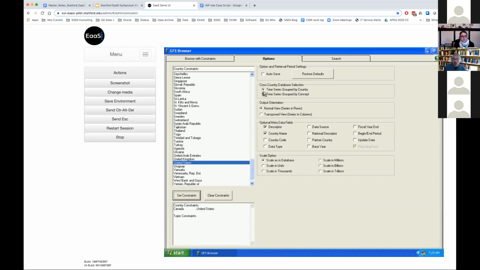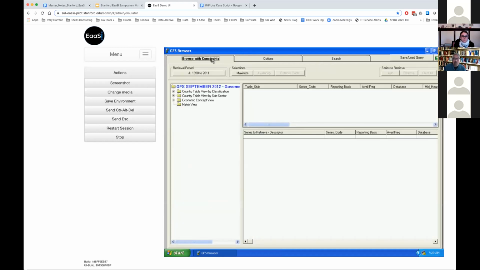I also would like my time series data to be grouped by concept and not by country. And since I want to do more of a panel thing with the data, I want each row of the data to come out as a year. And then I might want to see the data source also and other metadata that's here. And so I will go ahead and click the browse again.